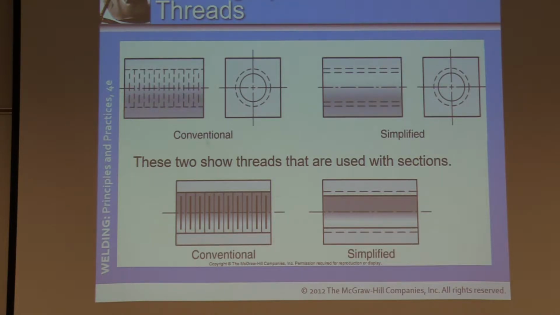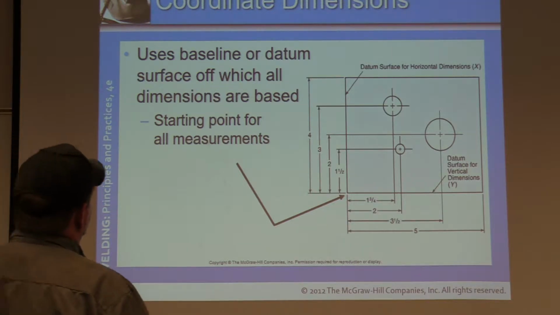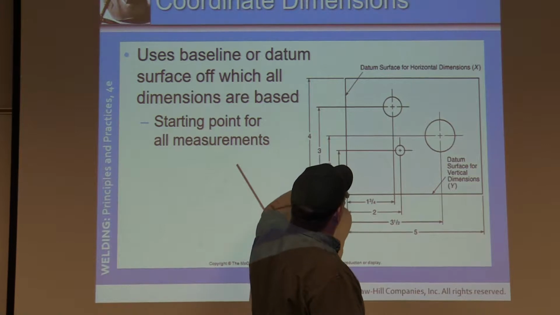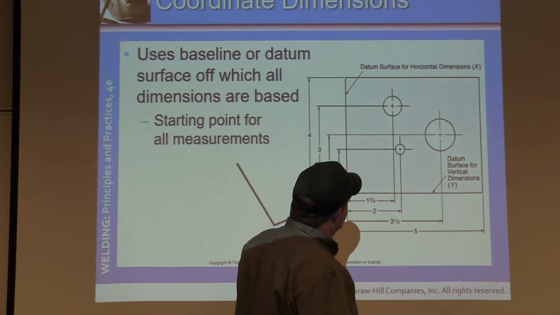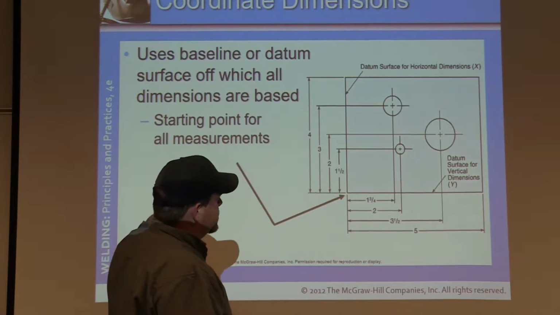Drawing symbols for internal, conventional or simplified. So let's start here. Uses a baseline or a datum surface off which all dimensions are based. So in this case, right here is the datum line. This is the datum surface for x dimensions. This is the datum surface for y dimensions. Okay?